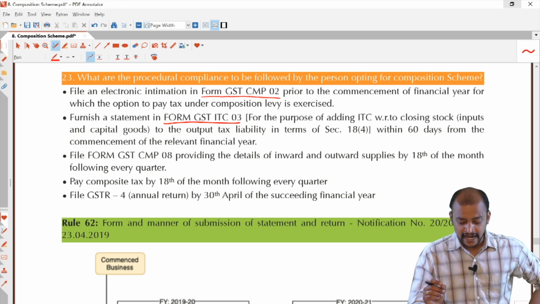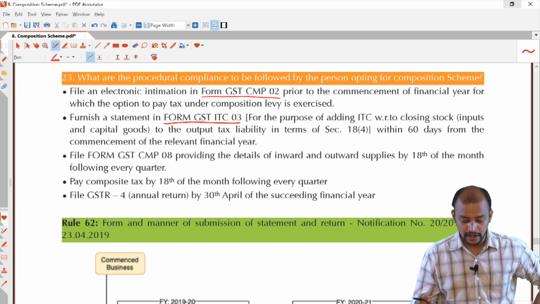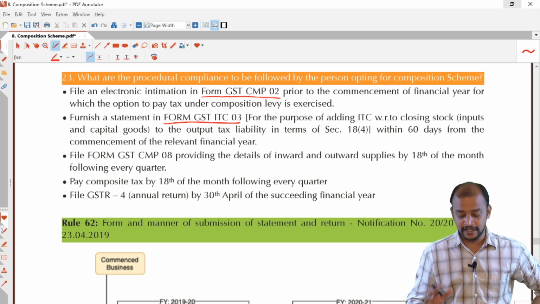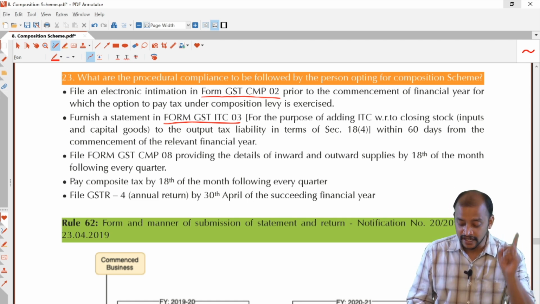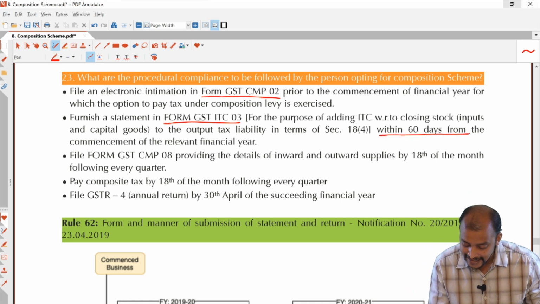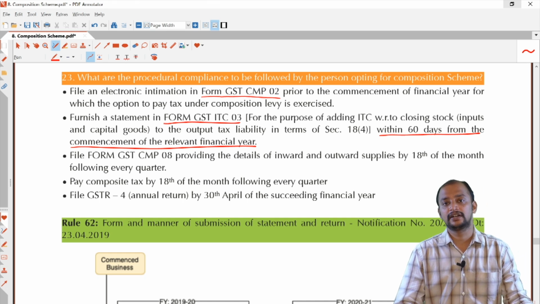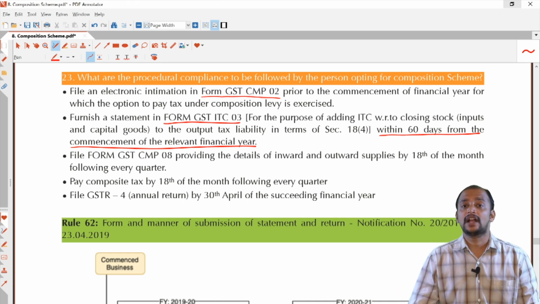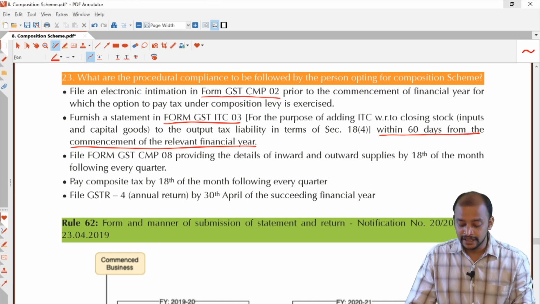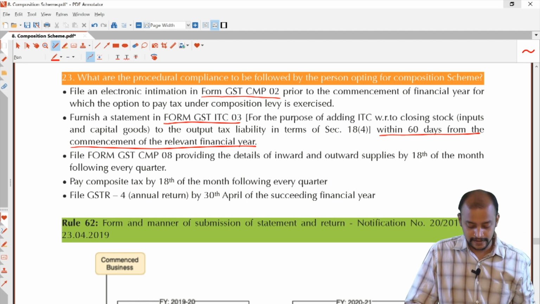For reversal of ITC, ITC 03. For the purpose of adding ITC with respect to closing stock to output tax liability in terms of 18 subsection 4, within 60 days from the commencement of the relevant financial year, you need to file this.